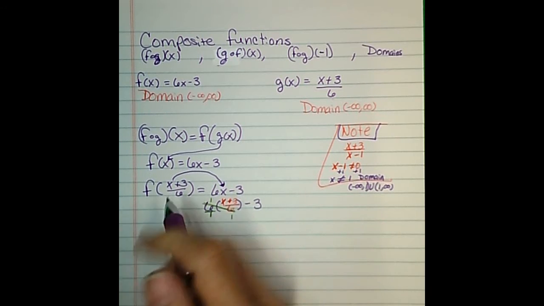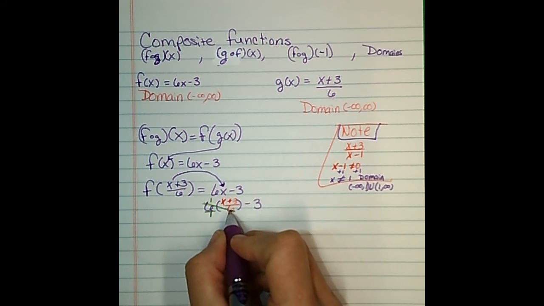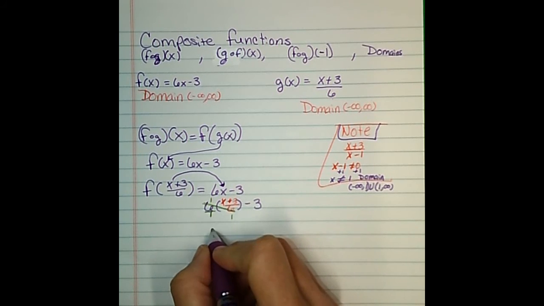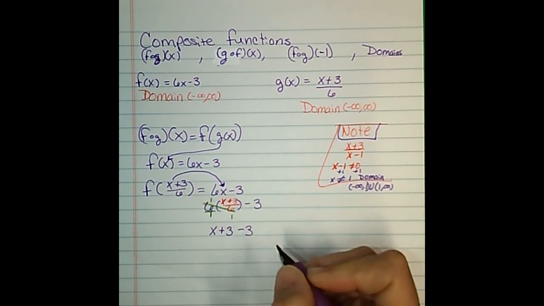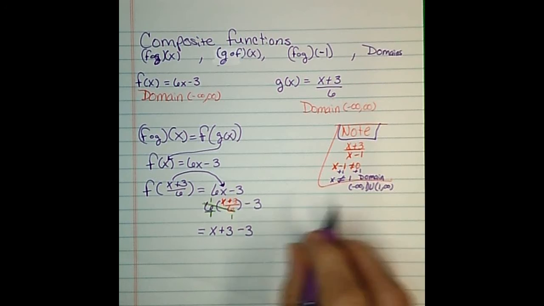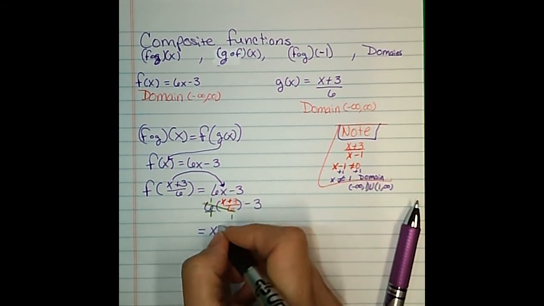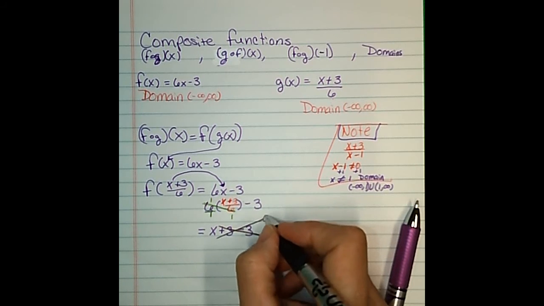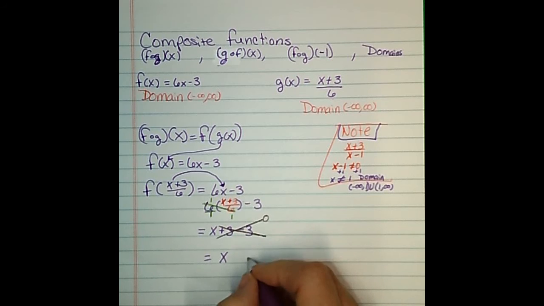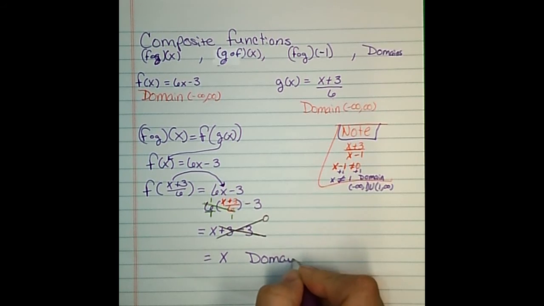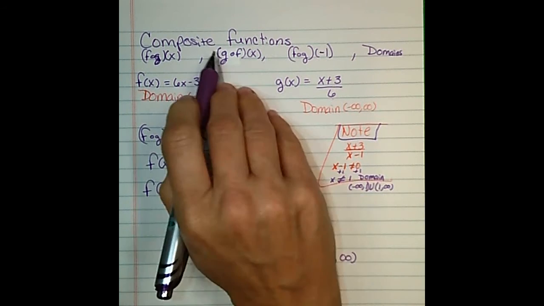So now I have 1 times that parentheses, and that parentheses is divided by 1, so it's just 1 times x plus positive 3. And this is what I get. This worked out really nice. And now let's combine any like terms, and I notice that positive 3 and negative 3 go to 0. And my answer here is just x. And my domain here is all real numbers.